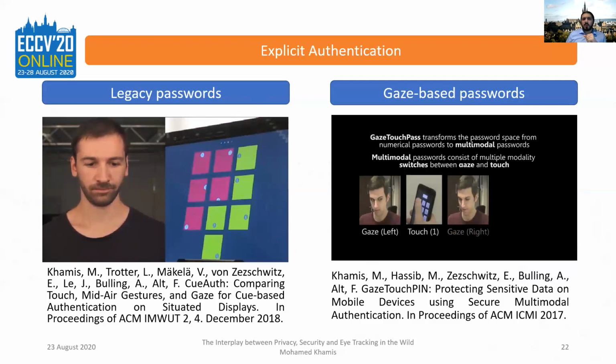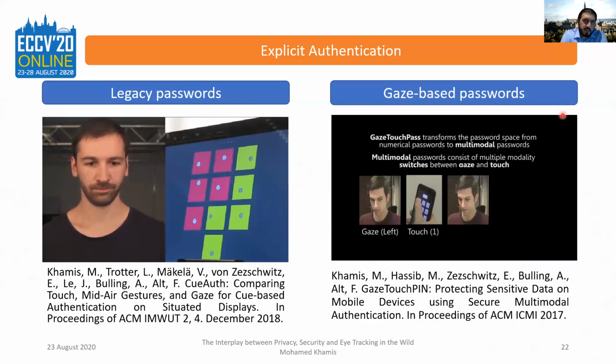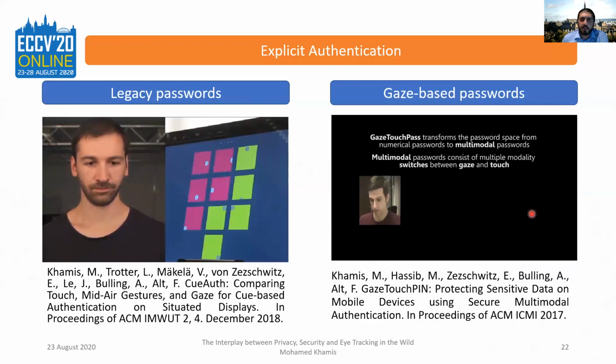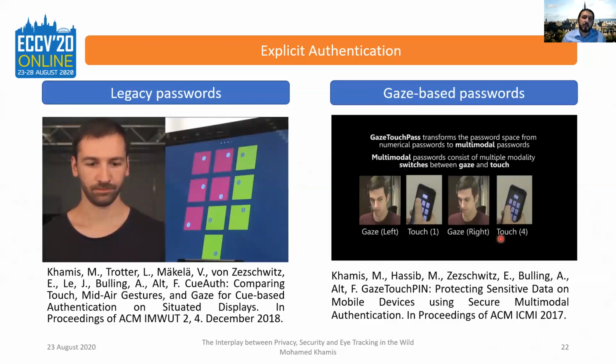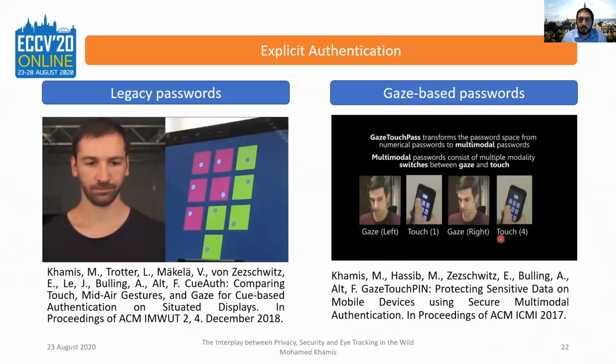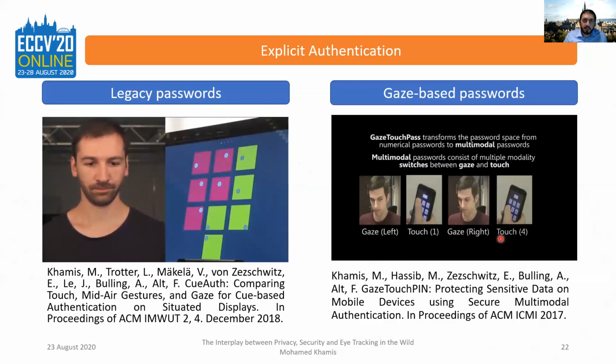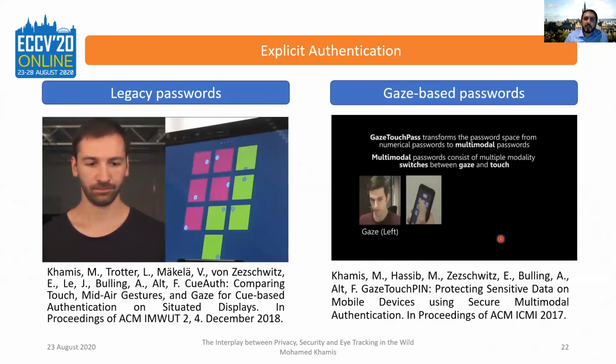Now, the gaze-based passwords are the ones where the password itself consists of eye movements. And this is also very interesting. In this example, the user enters a password on a mobile device that is composed of eye movements and touch input. The user gazes to the left and then touches 1, then gazes to the right and then touches 4. So the password is left 1, right 4. It could also be different things: it could be completely made up of gaze movements, or you could have more eye movements than touch input, or the other way around. But the point here is that the password consists of eye movements.